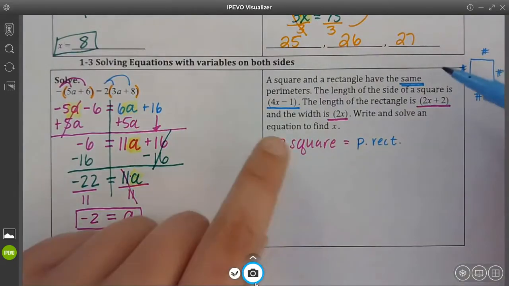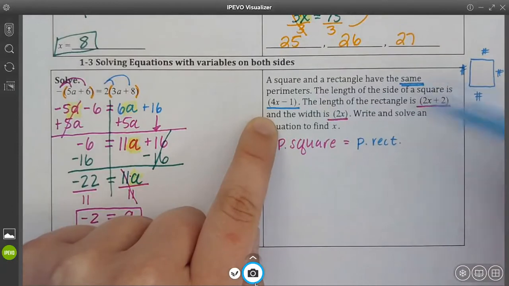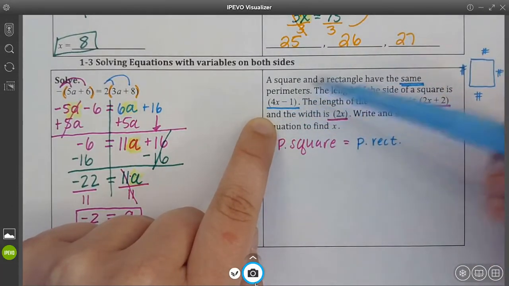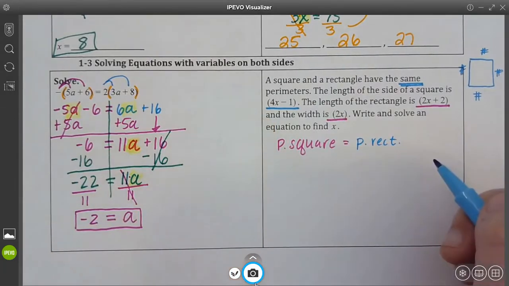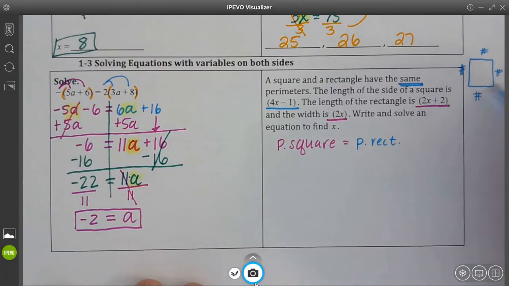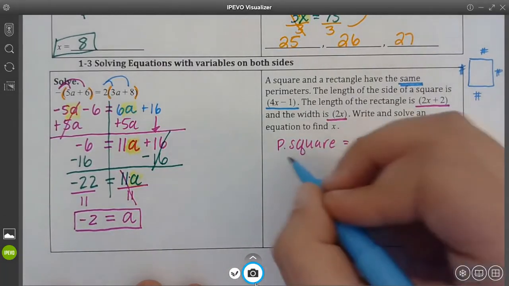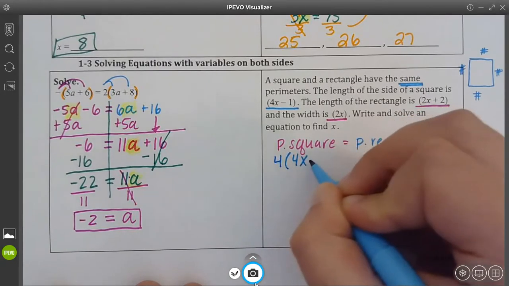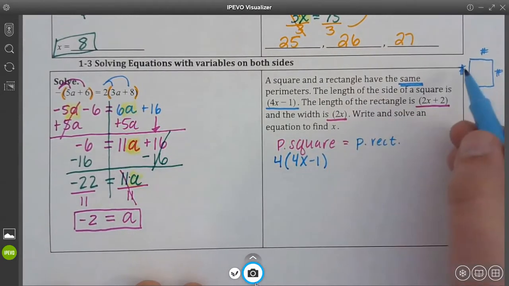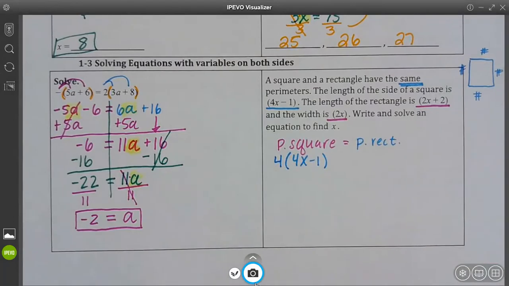The perimeter of the square. Well, the side of the square is 4x minus 1. And on a square, we know that all four sides are the same. So if this side was 4x minus 1, this one's 4x minus 1, this one's 4x minus 1, this one's 4x minus 1. So when I'm adding all four of those sides together, that's really the same thing as 4 times 4x minus 1, because we see this expression show up 4 times.